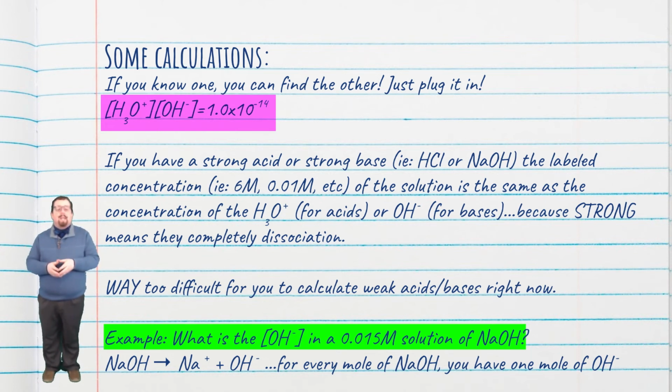For example, if we put a strong base, sodium hydroxide, in water, it'll completely dissociate into sodium ions and hydroxide ions in a 1-to-1-to-1 ratio. In other words, if I have a 0.015 molar solution of NaOH, after it dissociates, my concentration of Na ions is 0.015 molar, as well as my concentration of hydroxide ions.